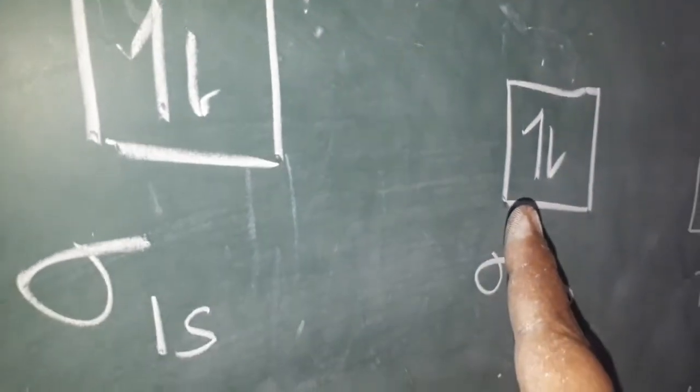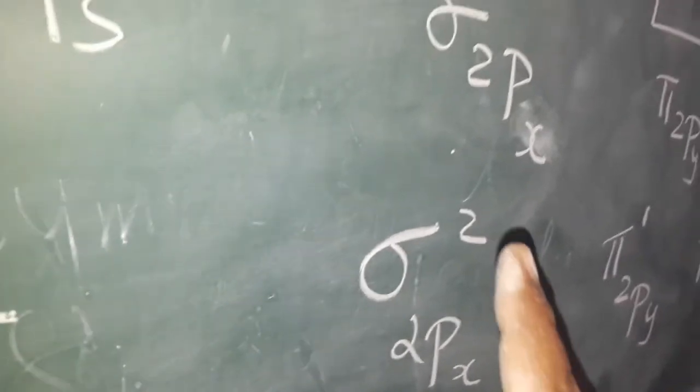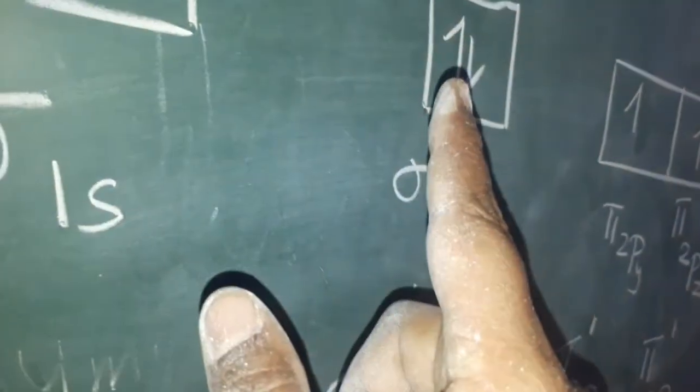How can you indicate this orbital? Just write sigma 2px. The superscript 2 indicates that it contains 2 electrons.